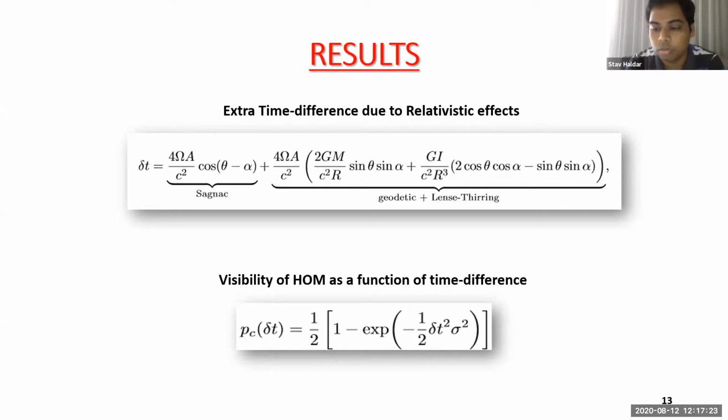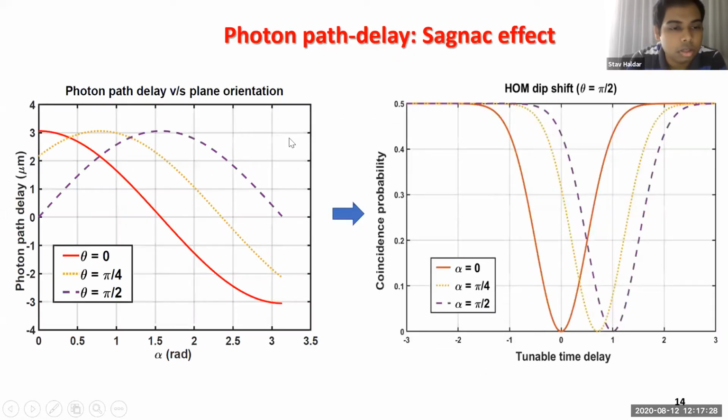So let me quickly show a few graphs. This is how the Sagnac shift varies with the orientation of the interferometer and the latitude at which you are measuring. So if you keep changing the orientation of the interferometer, the shift in the HOM dip will translate to one side, and you will be able to measure the effects on the dip shift if you know what this orientation is and so on.